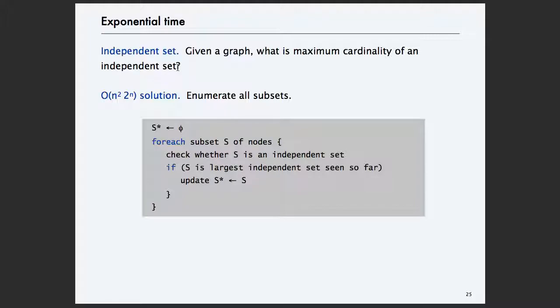An independent set: what's the maximum cardinality of an independent set? It is order of n squared times 2 to the n. So basically get all subsets of nodes and then check whether they form an independent set.